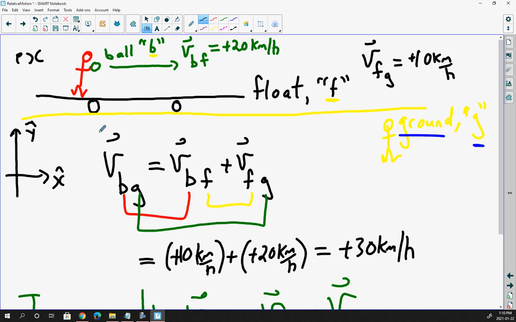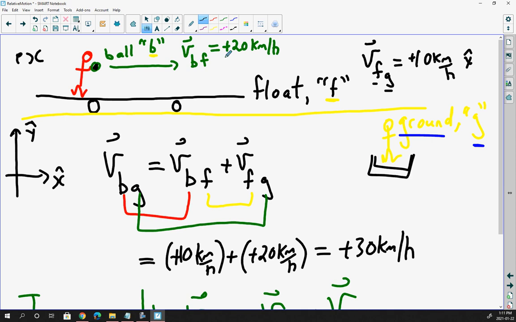And what we want to calculate is the following. What is the velocity of the ball right here, as observed by this person on the ground? So the velocity of the ball with respect to the ground. Well, we don't know that explicitly; we're going to have to calculate it. We know that the float is moving with respect to the ground at 10 kilometers per hour x hat. So the velocity of the float with respect to the ground is positive 10 kilometers per hour x hat. That's what the person on the ground is observing.